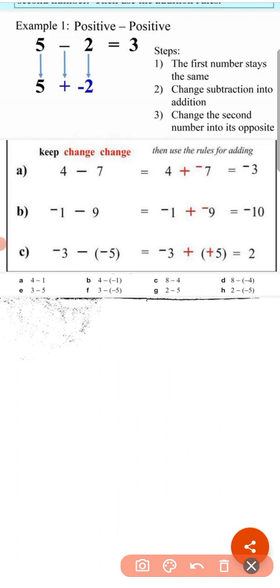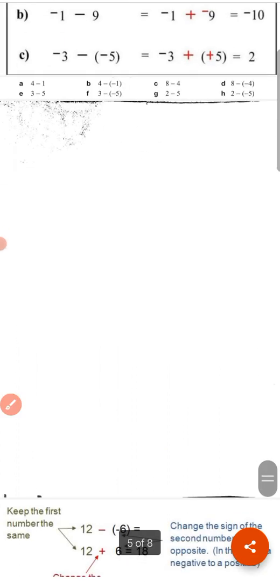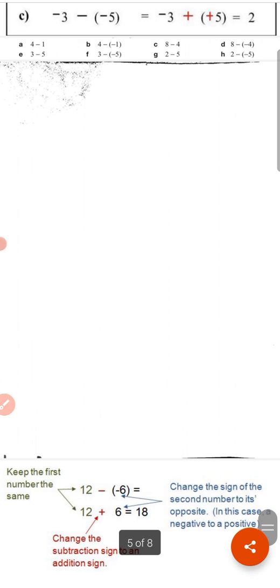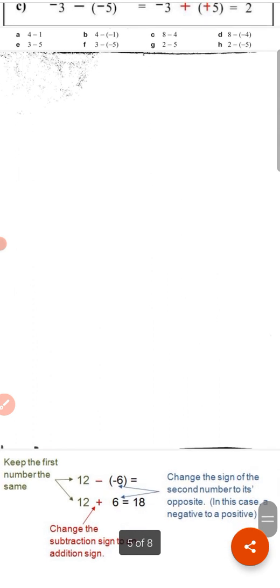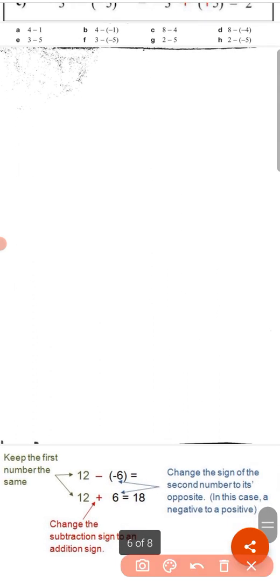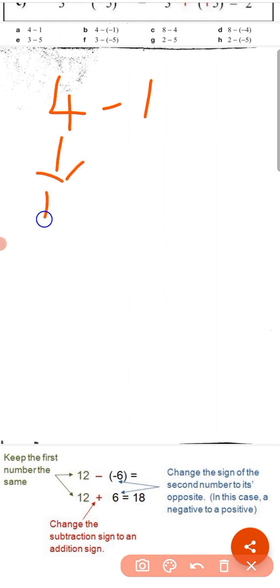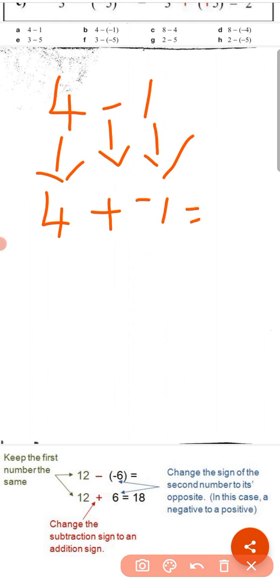Our next question is 4 minus 1. Keep the same 4. Subtraction becomes addition, positive 1 becomes negative 1. 4 plus negative 1 means 4 minus 1, 3, and put the greater number's sign. Since the larger number is positive, our answer is also positive.